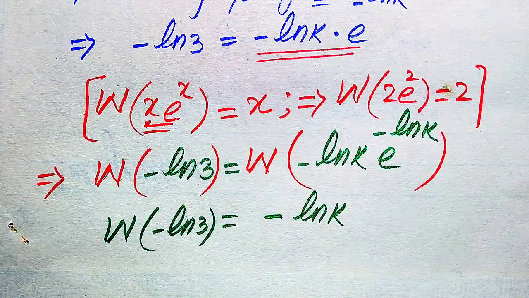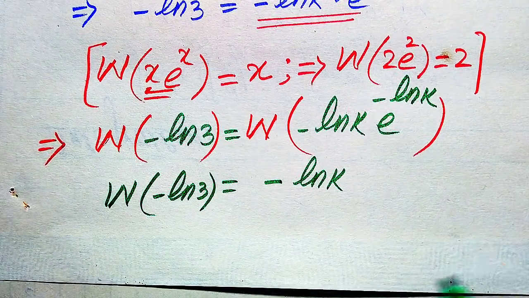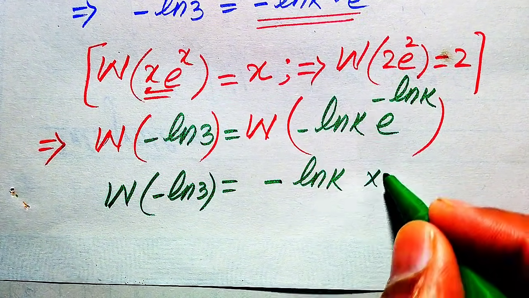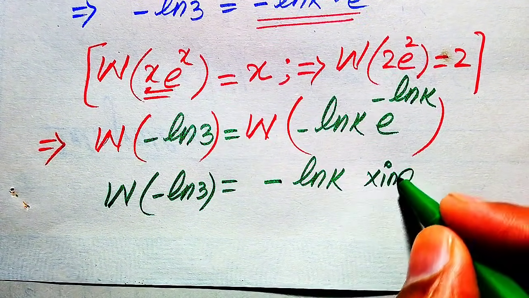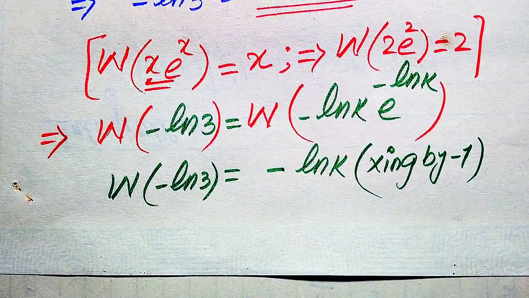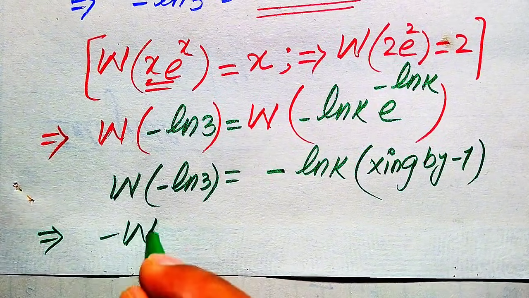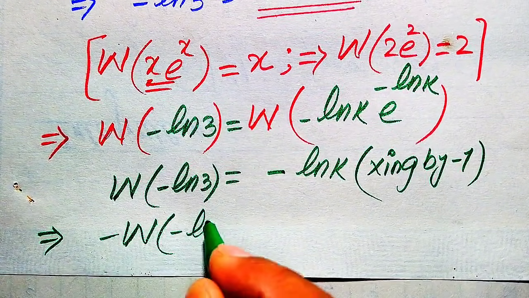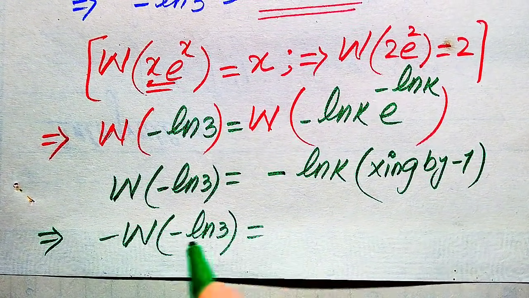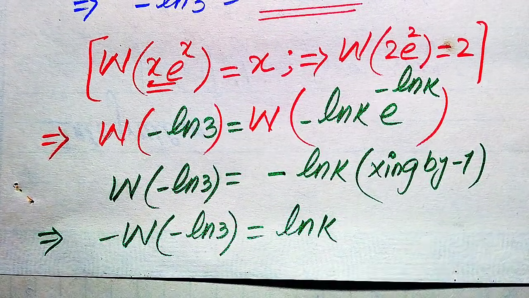Here our target is to find the value of k. So first we need to remove this negative sign from here. For this we multiply both sides by minus 1. When we multiply by minus 1, it will be written as minus W of minus log 3 equals, minus times minus becomes plus, log k.